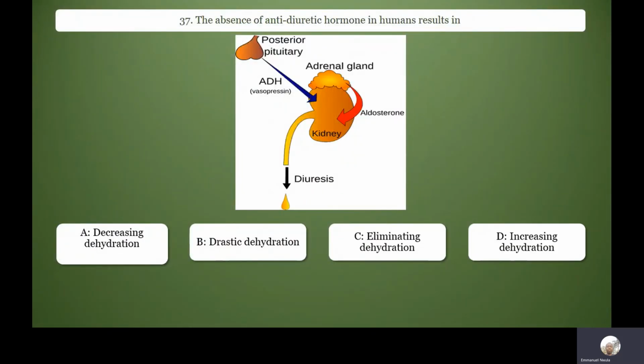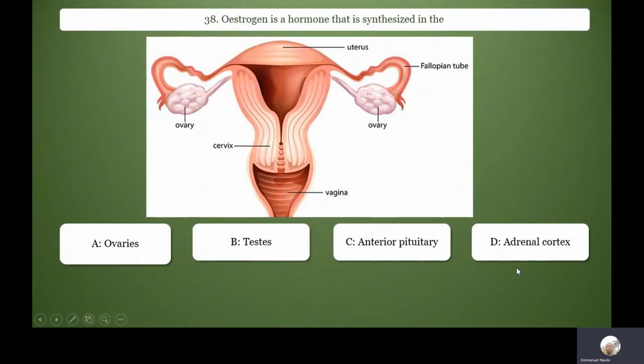The absence of antidiuretic hormone in humans results in increasing dehydration. Of course, remember, like I said earlier, it is produced by the pituitary gland when water level is low in our blood, so that the kidneys can bring more water into the blood. So if there is absence of this hormone, there will be increasing dehydration. So 37 is D.